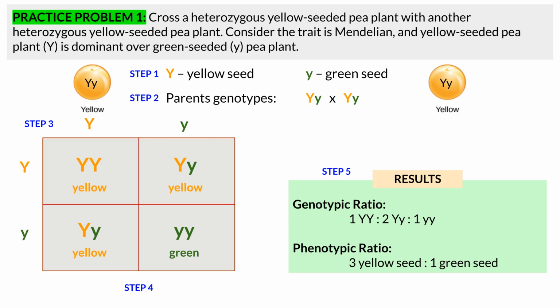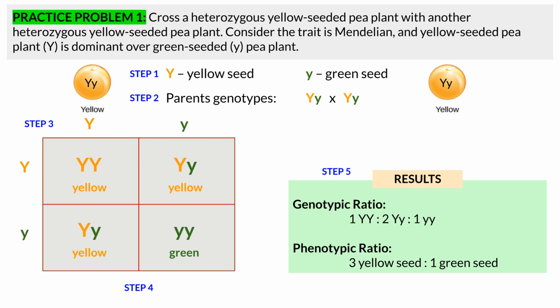Step 2. Identify the parents and their genotypes. Both parent plants are heterozygous, meaning each has one allele for yellow and one for green. Step 3. Determine the possible gametes. Each parent can produce two types of gametes, one carrying the yellow allele and one carrying the green allele.